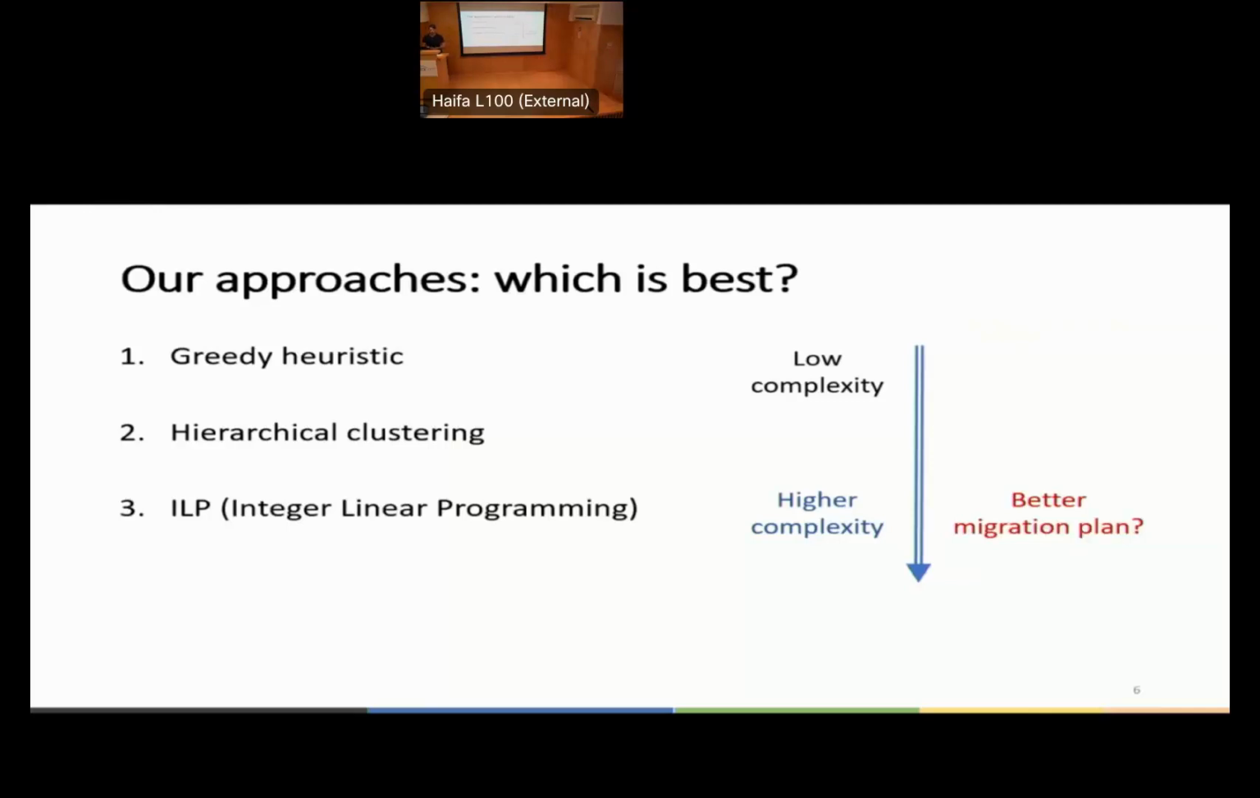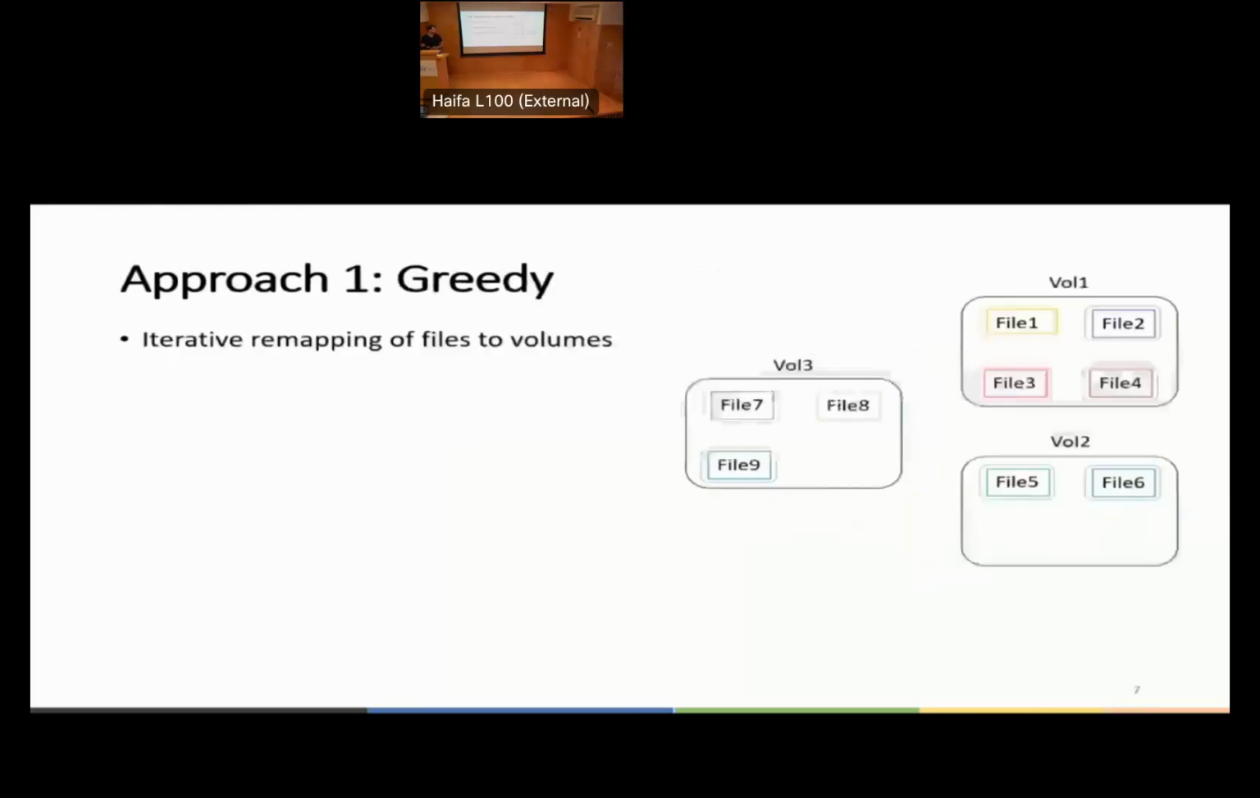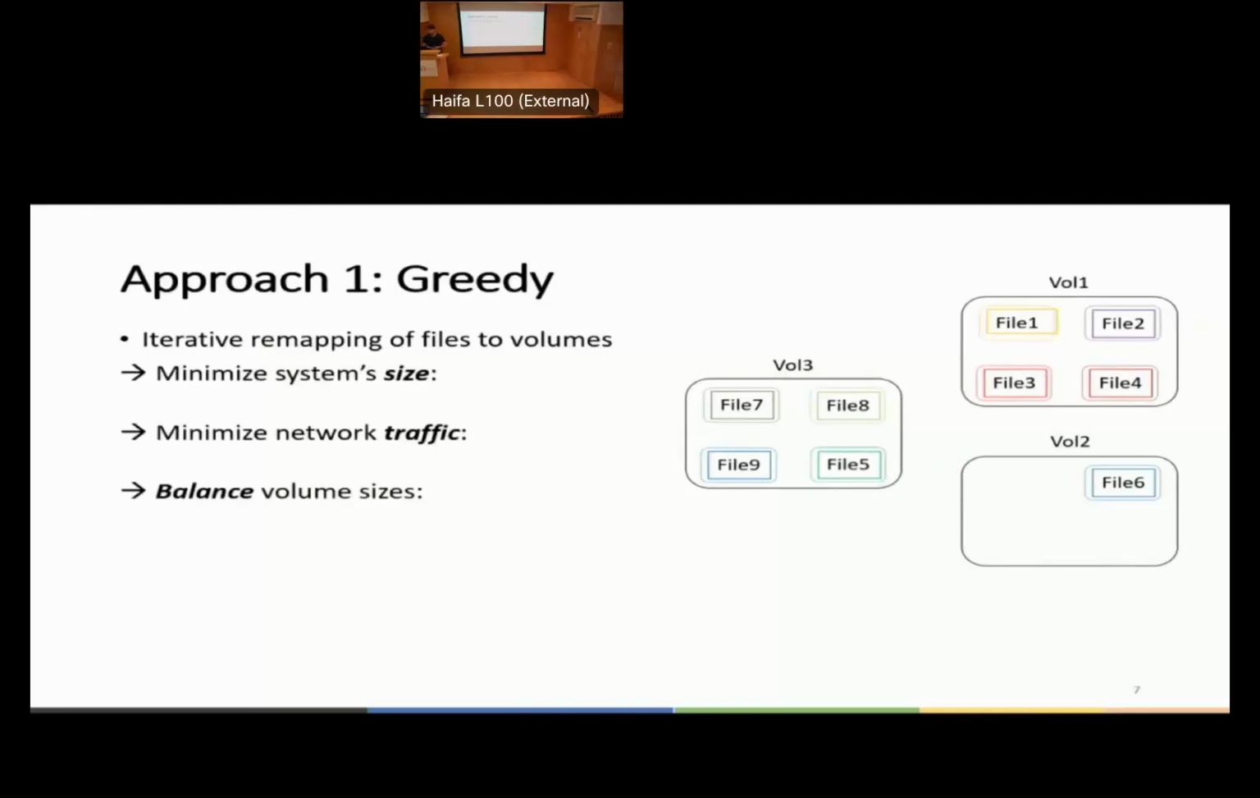So the first approach that we had is the greedy approach. Basically, it's an iterative approach that maps a file in each step between the different volumes. And our 3 goals are presented right here, and we want to address every single one of them.